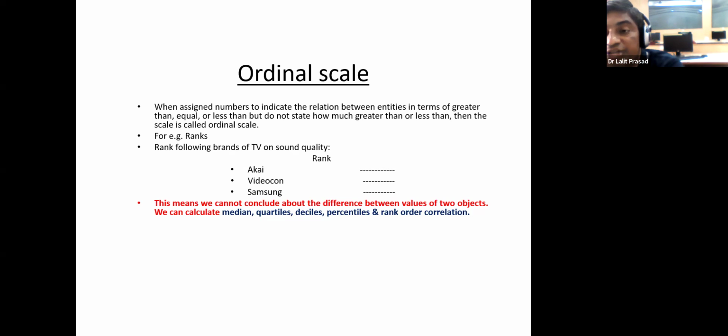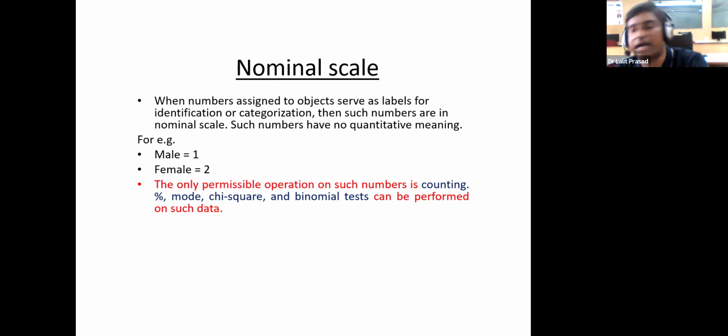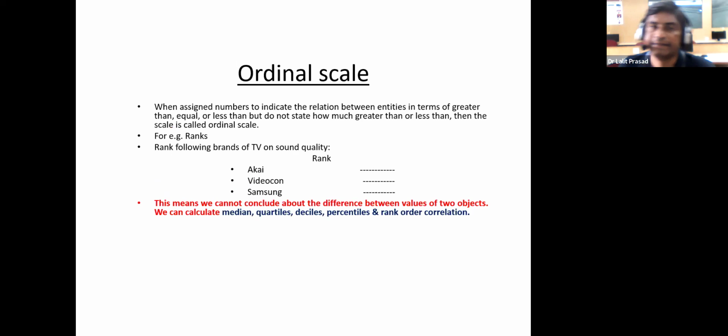Rank order correlation is there. That is known as Spearman's rank correlation. It is an inferential statistic, so that's why I'm not talking about it now. In the previous nominal scale also, I didn't talk about the chi-square test and binomial test. That we will do later on. So the median you will be able to find out because the data is in ranking. Here also, you cannot find out the mean.